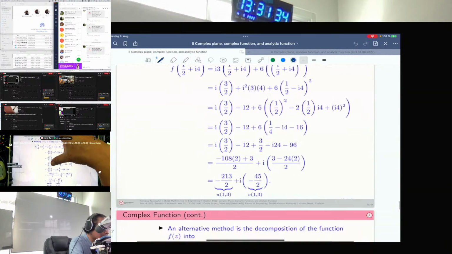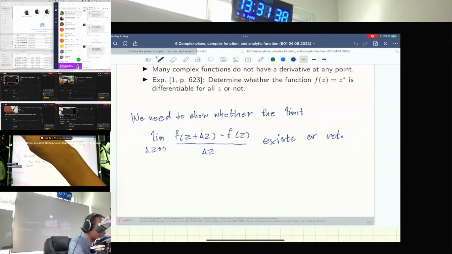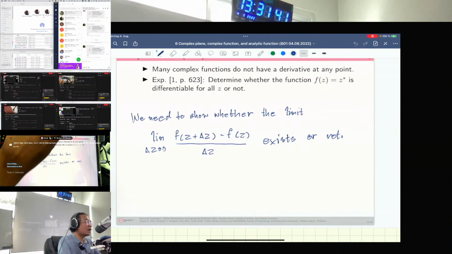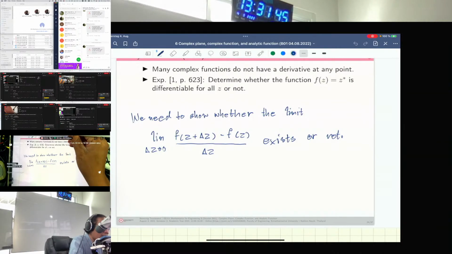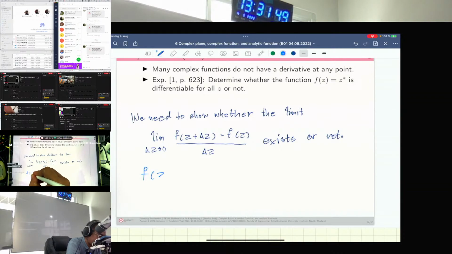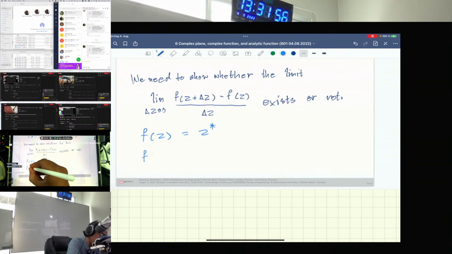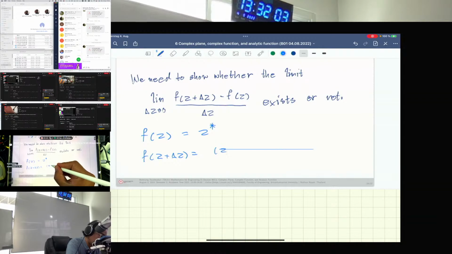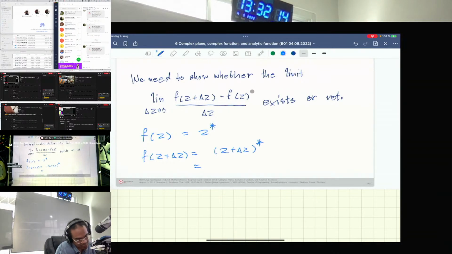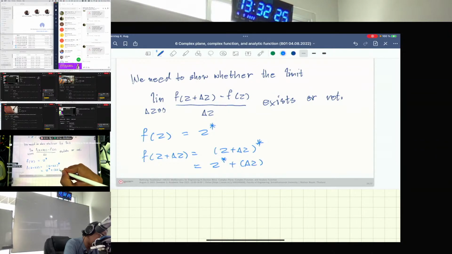Complex plane. No, this is the formal version. Okay, we need to show whether this limit exists or not, right? And as you know, you start from f(z), which is z star, the z conjugate. And what about f(z plus delta z)? It's going to be z plus delta z star. And as you know, the complex conjugate can be distributed to each component in this summation. So it's going to be z star plus delta z star, right?